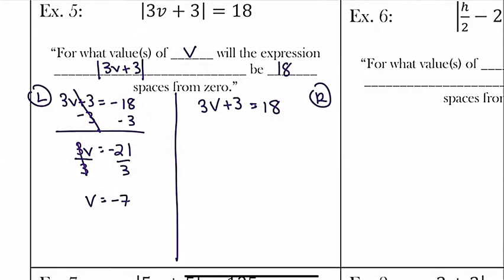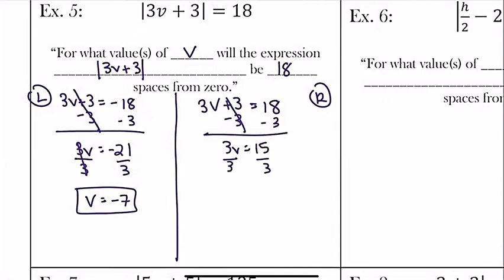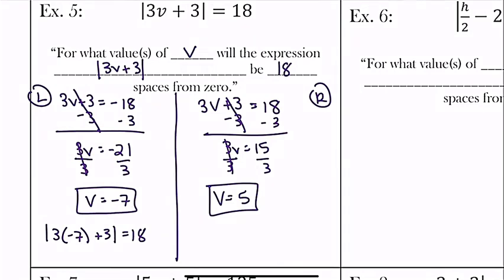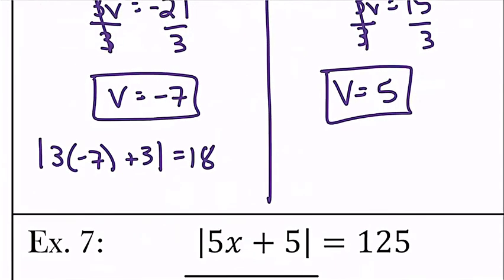So on this side, I got -7. And I do the same thing over here. And this time I got +5. But these are my two answers. Remember, what I'm going to do now is plug in my answer. I'm going to put it in parentheses. And then I'm just going to type the whole thing into the calculator. I'm just going to tell you it does give you 18. And that means this is a solution.